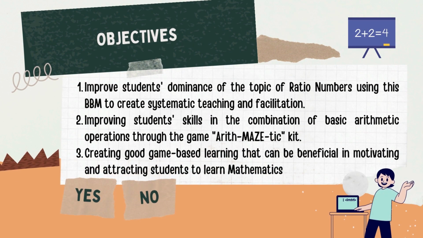There are three main objectives of our innovative product. Firstly, to improve students' dominance in the topic of ratio numbers using this teaching aid to create orderly teaching and facilitation amongst teachers. Second, to improve students' skills in the combination of basic arithmetic operations through the game Arith-MAZE-tic kit. And lastly, to create good game-based learning that can be beneficial in motivating and attracting students to learn mathematics.